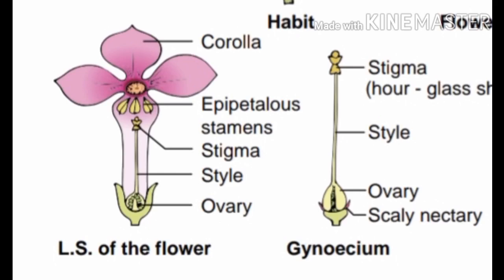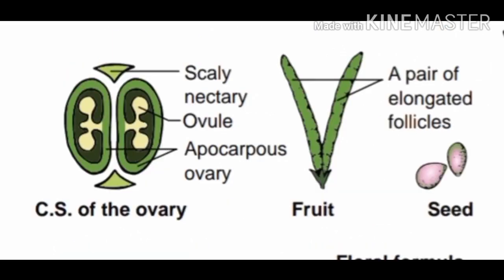The next is gynoecium. Gynoecium is present well inside the flower. It has 2 carpels. You can see in the gynoecium picture 2 bubble-like things. The carpels are united. So, superior ovary and simple style. Stigma is hourglass shaped. You can see the hourglass which keeps running, telling the time. So it is hourglass shape.